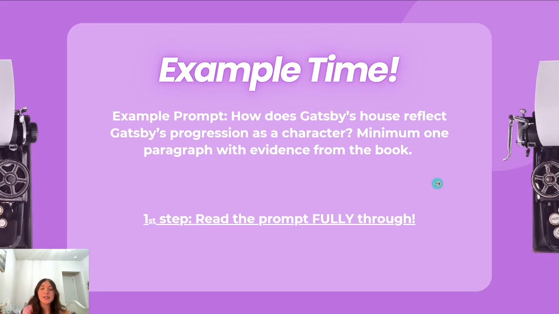So now we're going to go through an example using one of the prompts from earlier. How does Gatsby's house reflect Gatsby's progression as a character? Minimum 1 paragraph with evidence from the book. Now the first step is to read the prompt fully through, which is what we just did. And it's always okay to go back and read it again. I know I have to do that sometimes to really process what the prompt is asking me for.